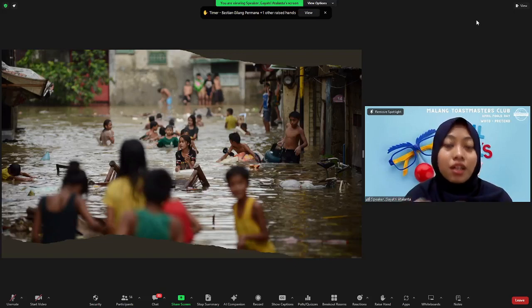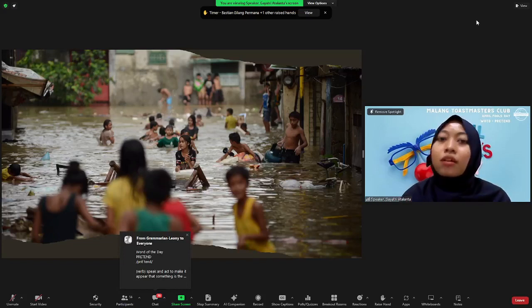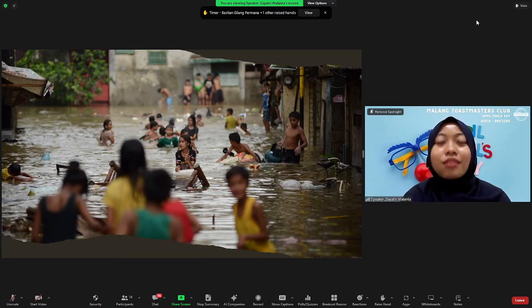But if the canal itself is not enough to store all of the water, the water will go to the road and make the road full of water, and the further impact is that vehicles cannot pass through that road. And that's why the road becomes empty. No more vehicles, just full of children.